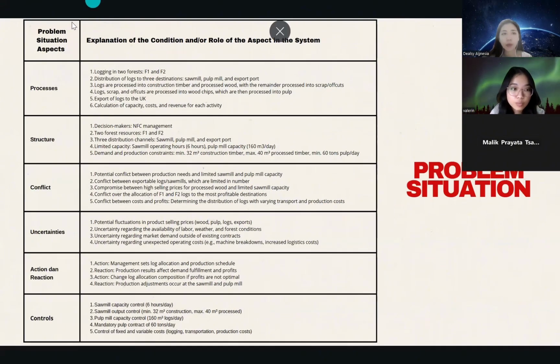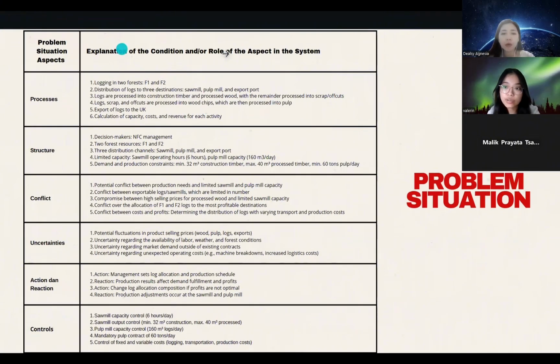Okay, so first I'm going to talk about the problem situation. In the problem situation section, we divide the problem situation into several aspects, namely process, structure, conflict, uncertainties, actions and reactions, controls, goals and aims, worldview, people, relationships, resources, and consequences. You can see the details of the descriptions of these aspects in the table on the screen. I'm not going to mention it.